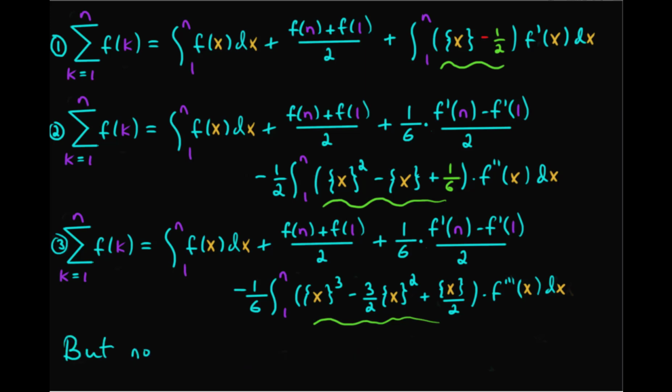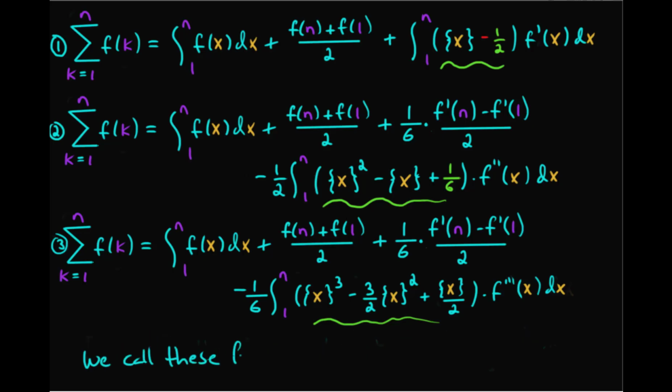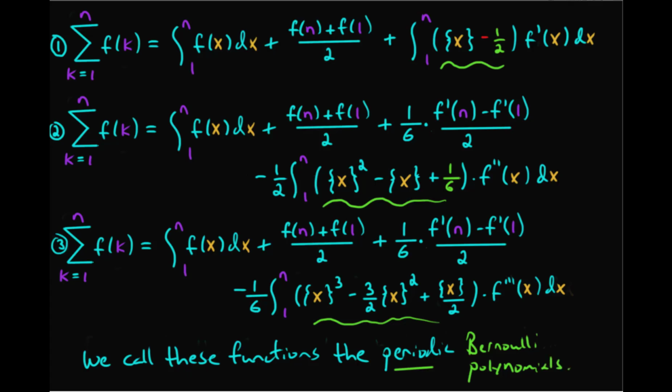But note that in the remainder integrals of the various forms of the Euler-Maclaurin summation formula that we've derived here, we don't have Bernoulli polynomials in x, we have Bernoulli polynomials in the fractional part of x. And for reasons that will be clear in a moment, we give these polynomials a special name. We call them the periodic Bernoulli polynomials. And I think we can best appreciate why these functions are called periodic Bernoulli polynomials by looking at their graphs. So I'm going to do that here.